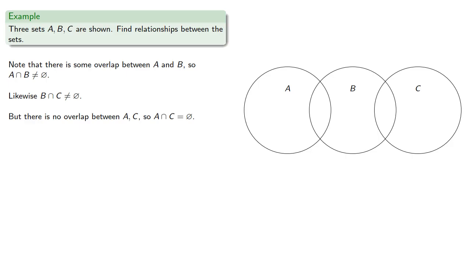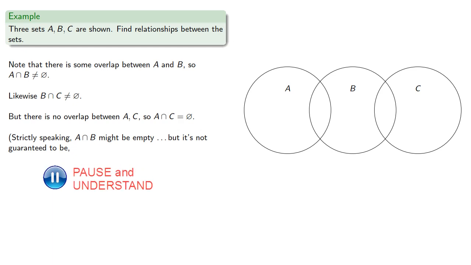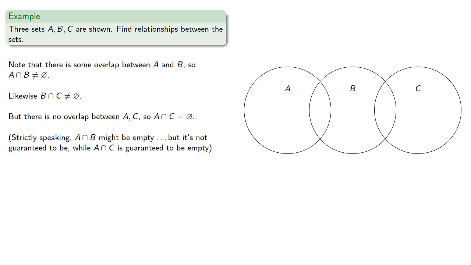Now, just a quick note here. As we've drawn it, A intersect B might still be the empty set. There might actually be nothing in this intersection. So it's not guaranteed that it's not the empty set. However, by the way that they're drawn, there is guaranteed no overlap between A and C, and so A intersect C is guaranteed to be the empty set.